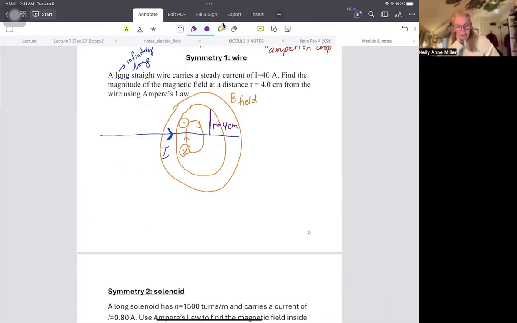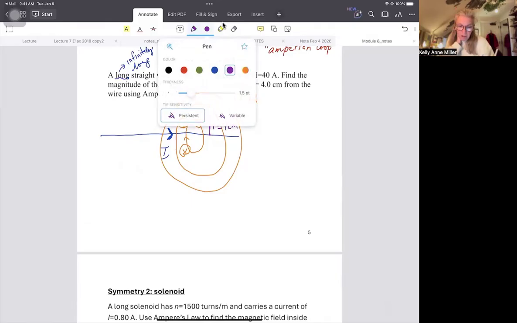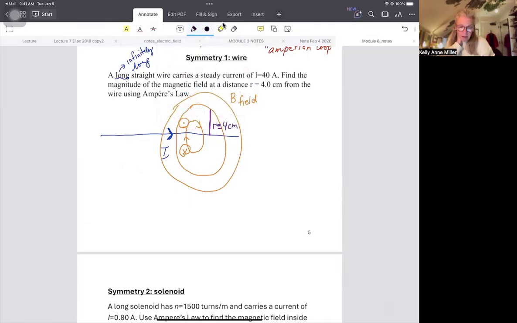So the strategy for Ampere's law is I draw my Amperian loop exactly where I want to find the B field. So I would draw my Amperian loop, let me make it black, at that distance. I'm going to make it a dotted line because we know it's not actually there. It's not real. It's just a construct that I'm using to make the calculation easier. That dotted line is my Amperian loop.